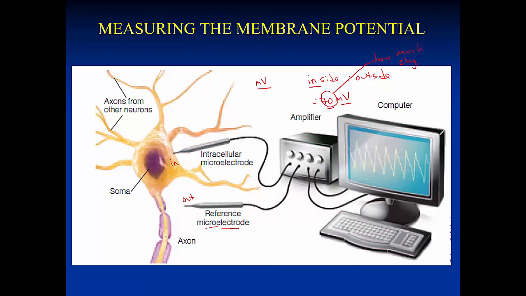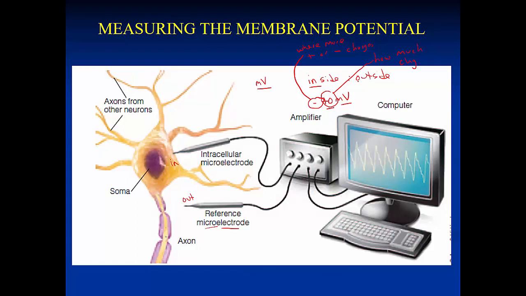Okay, now the sign is going to tell me where there's more positive or negative charges. Okay, so if the inside is minus 70 millivolts, that means there's a little bit more negative charge inside the cell than outside the cell. Okay, so if I just give you a number, you should assume it's inside to outside.